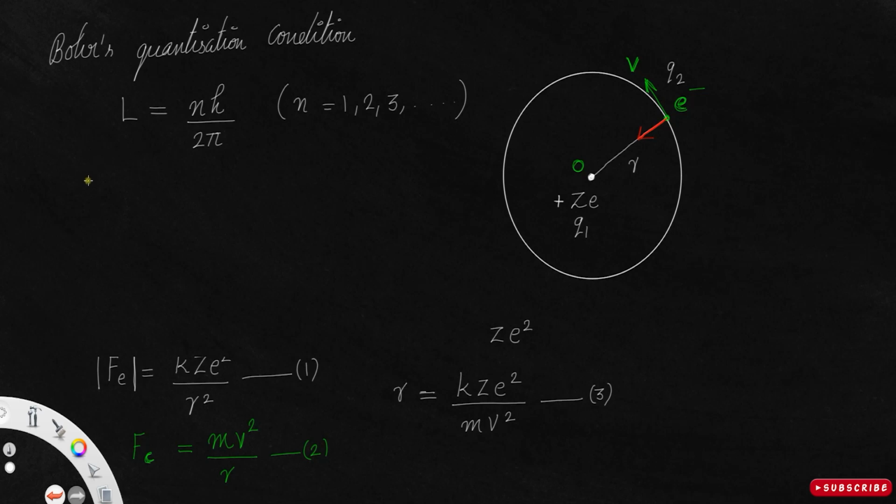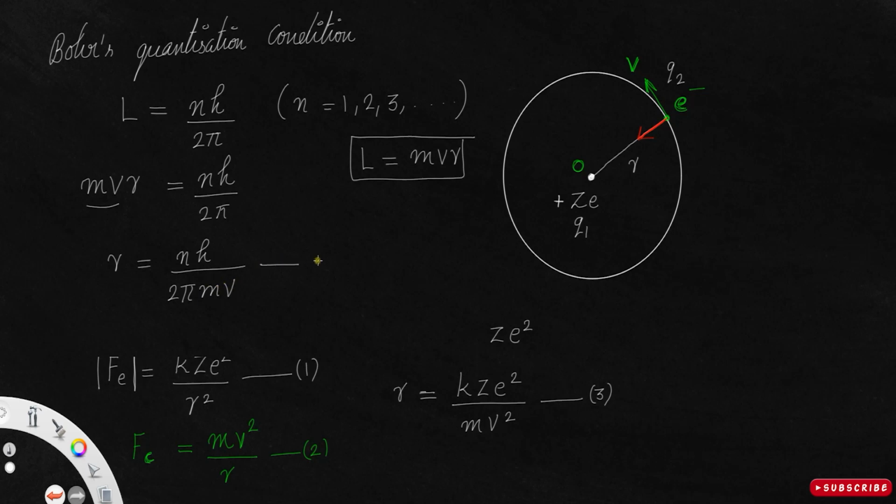And we also know L is equal to mvr. Angular momentum is mvr for circular orbits. That is, mvr is equal to nh divided by 2 pi, or you can write r is equal to nh by, taking this mv to the right, you will get 2 pi mv. Call this equation number 4. See, this equation 4 and equation 3 are both the same because they represent the radius. Okay, so I can equate equation 3 and 4.